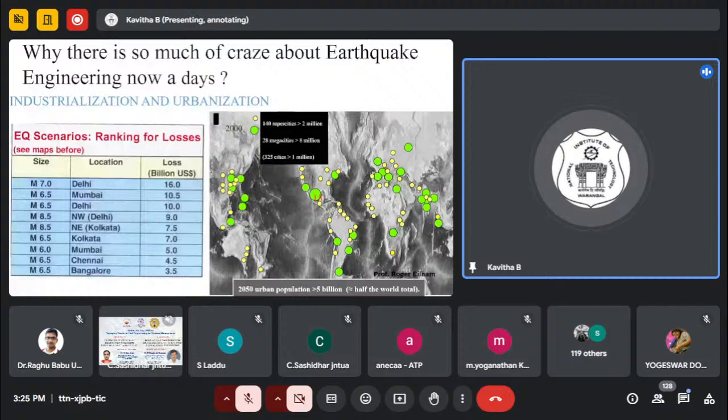One more reason is urbanization, or we can call it industrialization. Because of population growth and other things, not only in India but at the world level, people are moving towards cities, and the population of cities is increasing tremendously. For example, in this figure you can see that in 2000 there were more than 140 super cities, meaning cities with more than 2 million population, all around the world. You can imagine, if this is the case in 2000, what will happen in 2050.